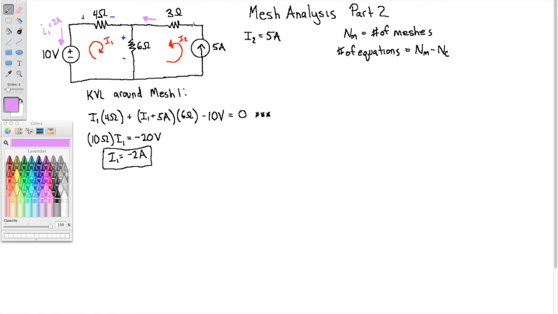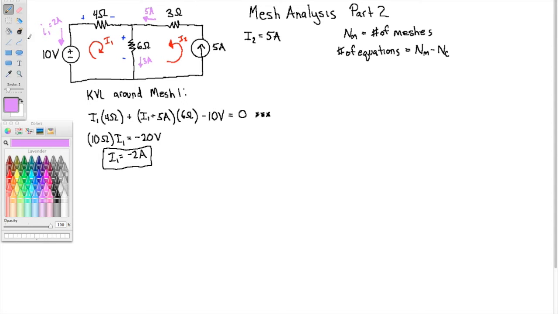5 amps is bringing current up this way, so the 5 amps comes over here. Okay, so out of that 5 amps, 2 amps comes this way. And so how much goes this way? Well, 3 amps, from KCL. But we can also see that that current, that shared branch we said was I1 plus I2, because that arrow is going in the same direction as I1 and I2. So I1 is minus 2, I2 is 5, so I1 plus I2 is 3 amps. So it checks out. So we've got all of the branch currents. That's good.